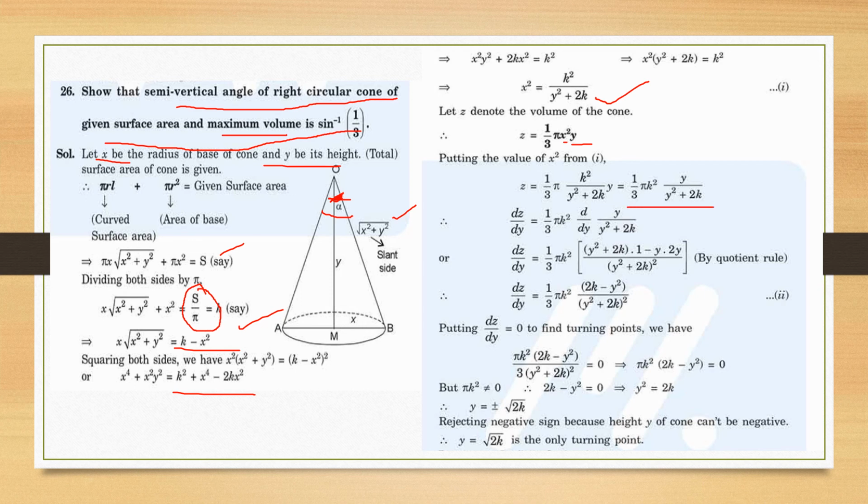And then I have to apply the second derivative test. First is to find dz by dy. Here I have to apply the quotient rule. Then I find the second derivative, and the critical point by equating the first derivative to 0. The critical point is y square equal to 2k, that is y is equal to plus minus root 2k. But y is root 2k, as a negative sign for height is not possible.